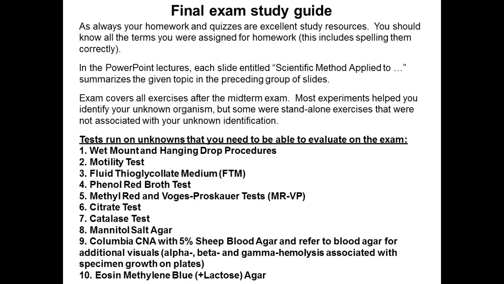You did the motility test on your unknown, so you need to know what that test tells you, all the components, and how it works. Same thing with fluoroglycolate media. Why do we use it? What does it tell us? All the components of it. Phenol red. You need to understand how the methyl red test works and the Voges-Proskauer. All those things: citrate, catalase, mannitol salt, Columbia CNA, and the eosin methylene blue.